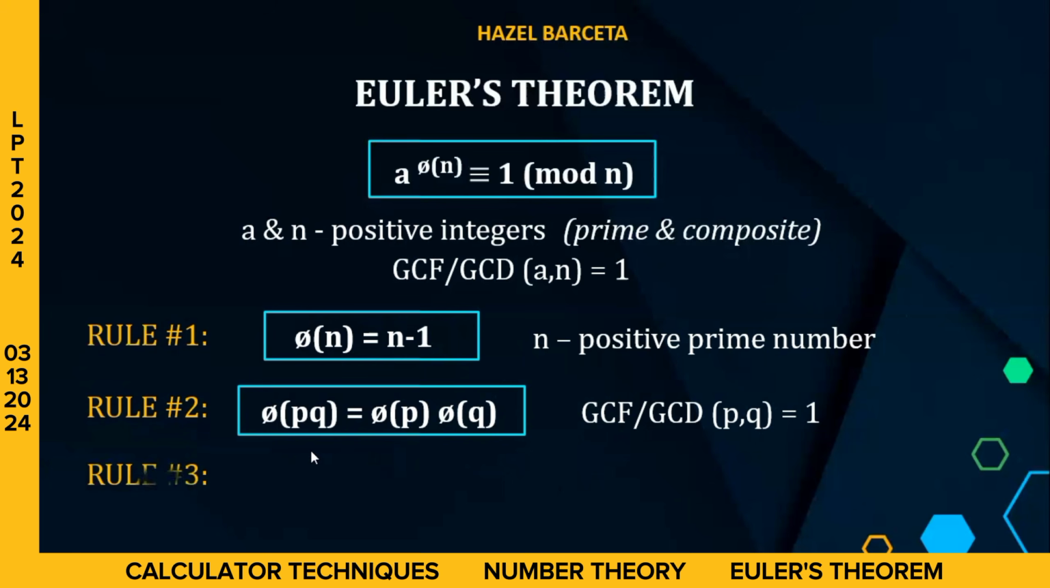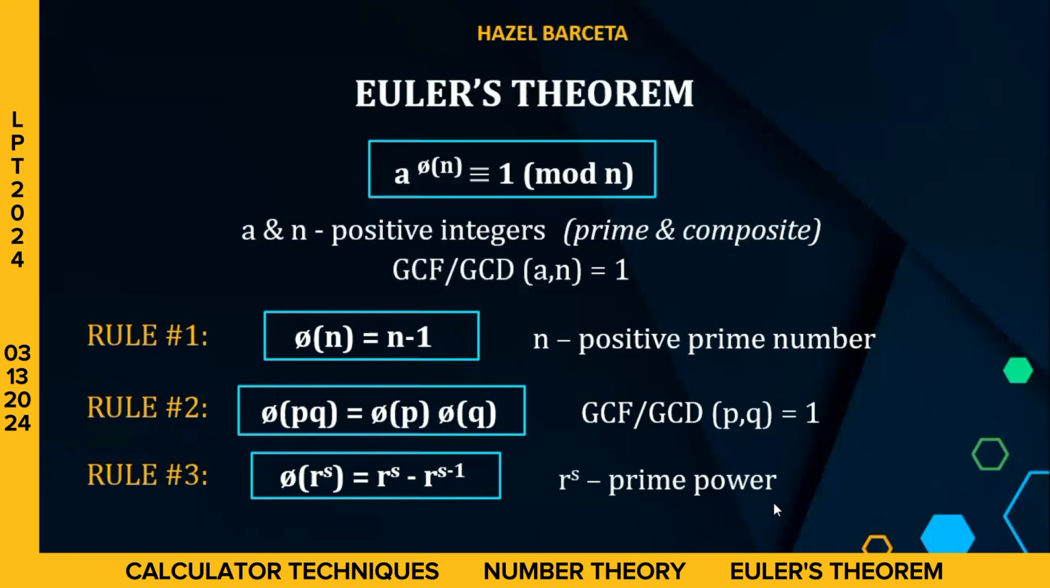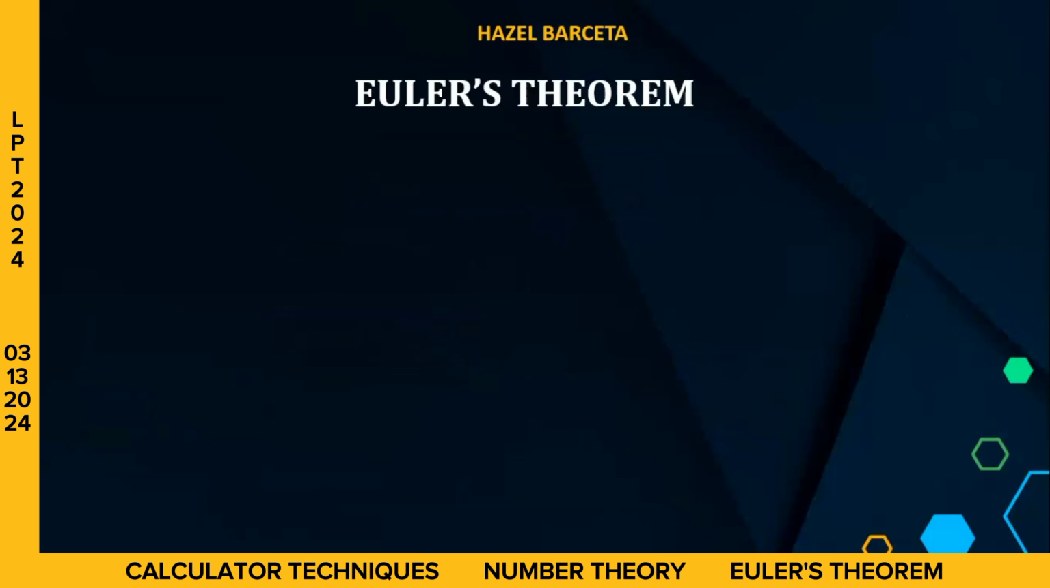Rule number 3, we have totient of R raised to S is equal to R raised to S minus R raised to the quantity of S minus 1. Where R raised to S is a prime power. Ibig sabihin po, ito pong R ay prime number. Then, with power, kaya prime power. So, ito po ang ating tatlong rules. Para mas malinaw, i-discuss po natin isa-isa.